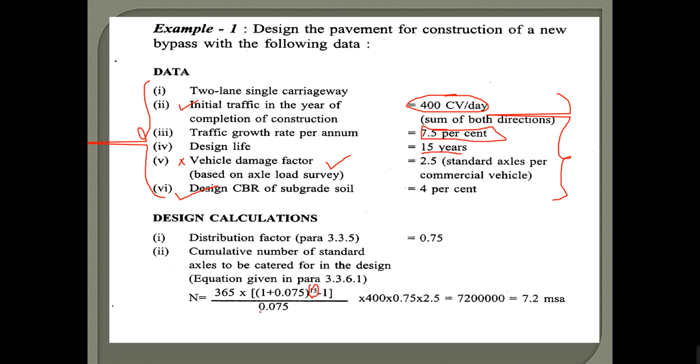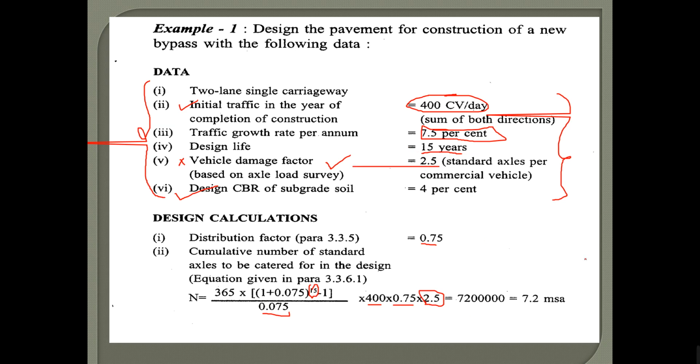r is again how much? The traffic growth rate per annum. It is 0.075. A is how much? 400 commercial vehicles per day. And D is nothing but the distribution factor, which we have assumed to be 0.75. And F is nothing but the vehicle damage factor, which has been given to us. It is 2.5.